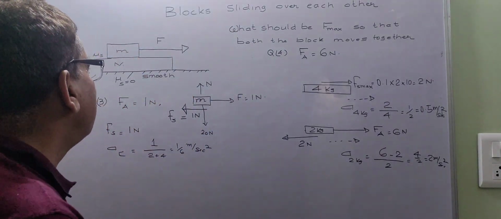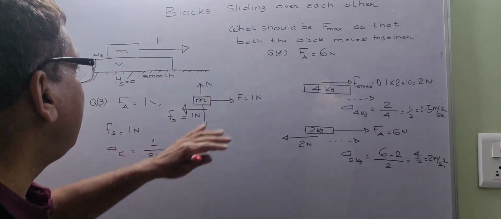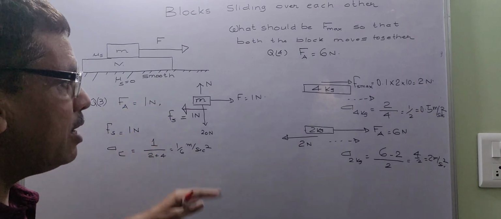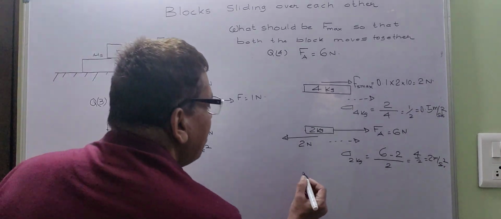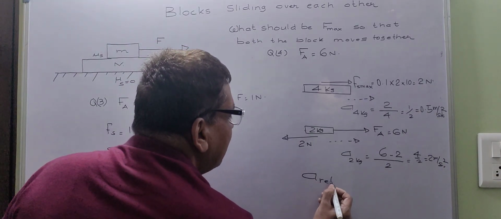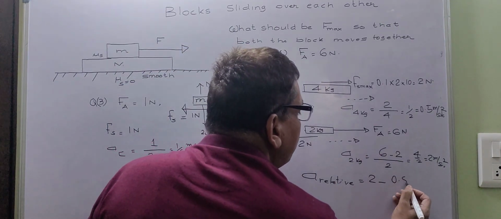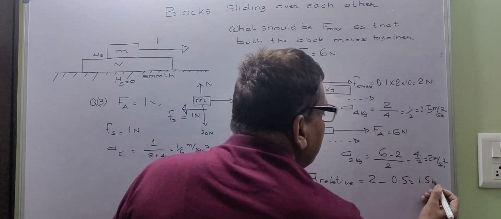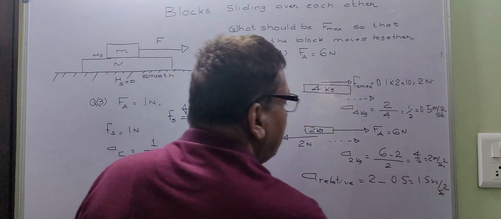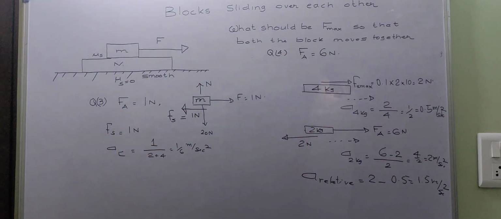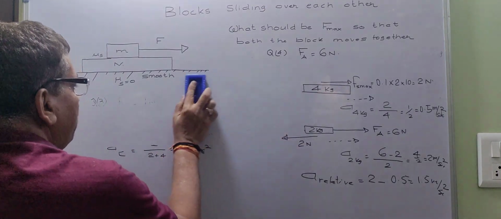Now what happens? The upper block is accelerated more and the lower block is having less acceleration, so there will be relative acceleration, and the relative acceleration can be written as 2 minus 0.5, that is 1.5 meter per second square. Now let us take the fifth example with some numerical values.